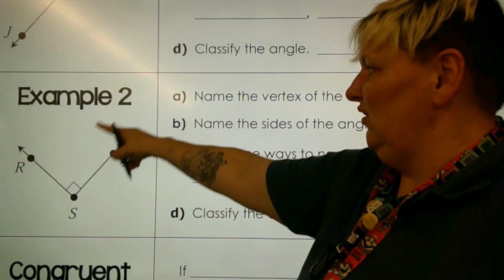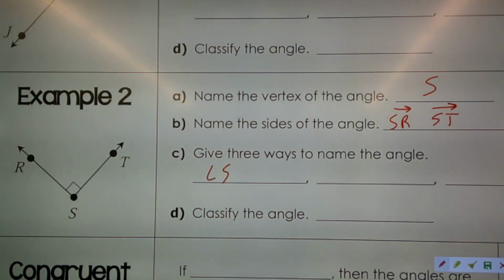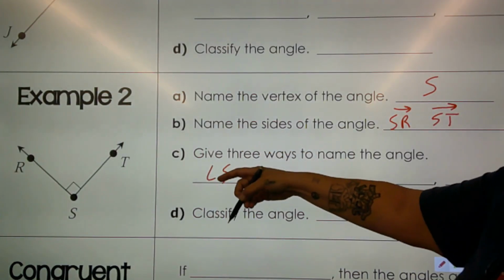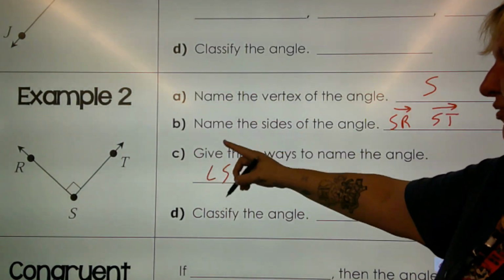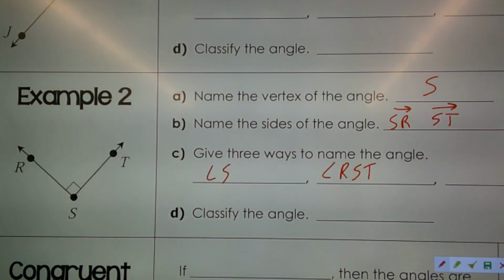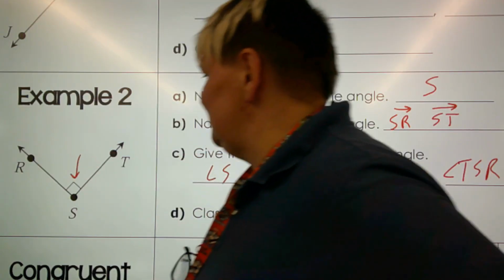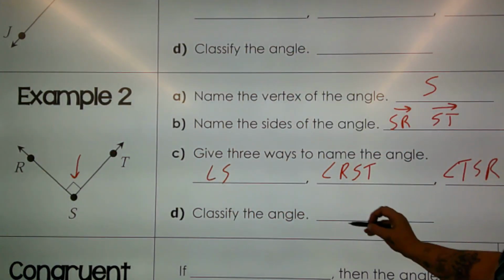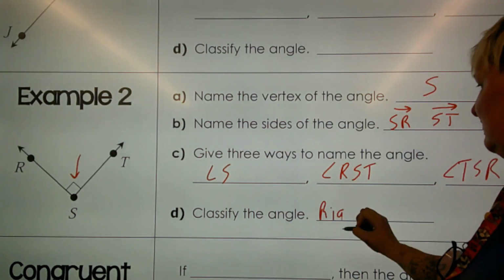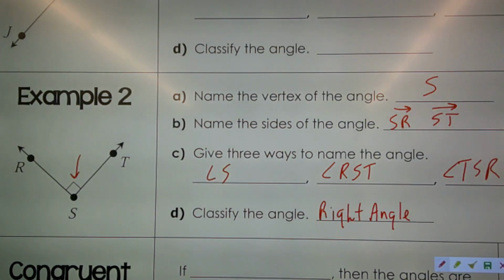3 ways to name it. Again, it's just one angle, so you could put angle S. But if it had multiple angles, you would want to use the 3 points. So angle RST or angle TSR. Classify the angle. This little box means it's a perfect 90-degree angle, so it's a right angle. It's a right angle.